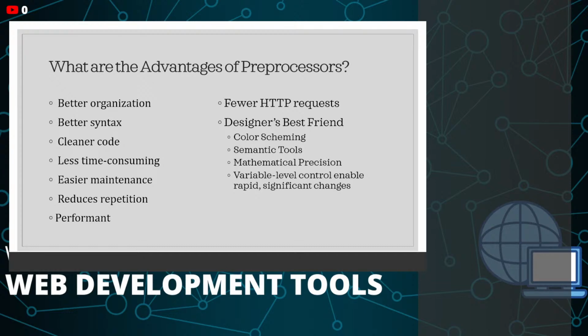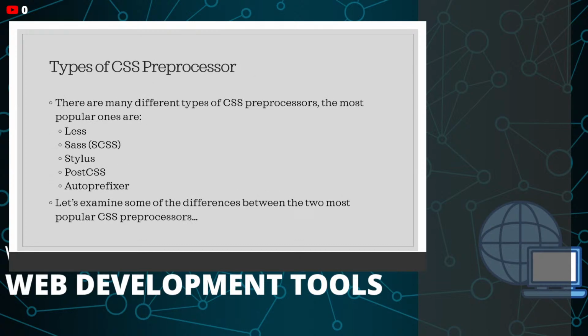People find it to be less time consuming. People find it to be more performant, easier maintenance, fewer HTTP requests because it's all done on the back end. And it gives us some things with color scheming and semantic tools, things of that nature, which we'll see in our demonstration here in a few minutes, that really make it well-liked, or was well-liked among programmers.